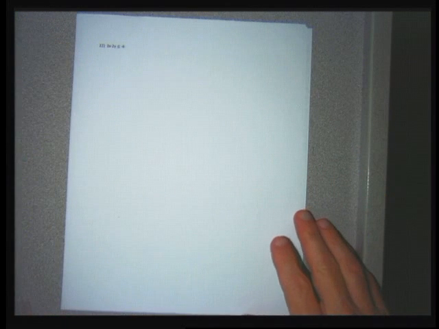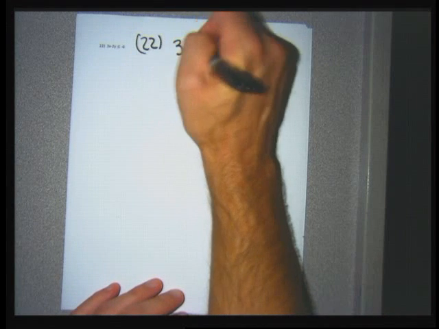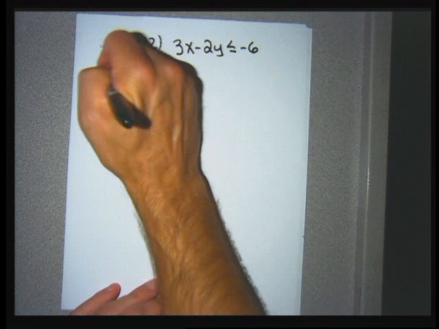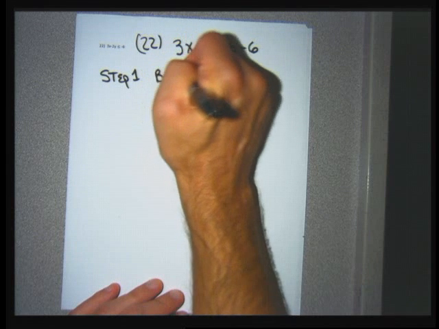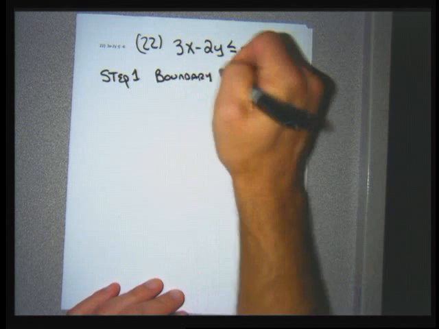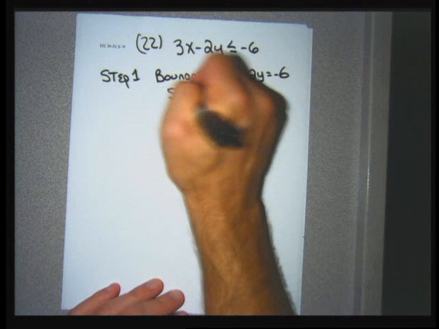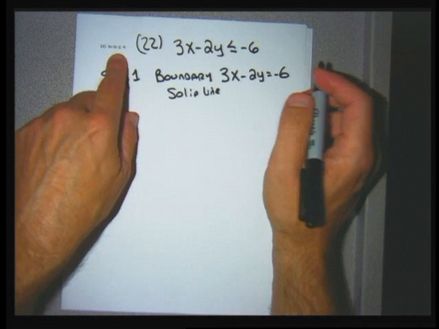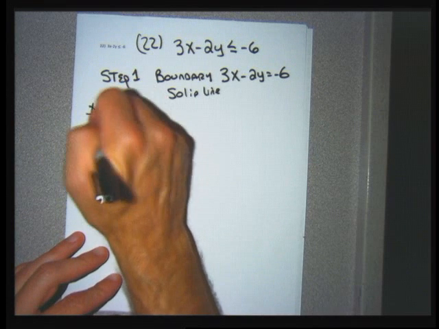22's lots of mess going on here. It has a couple minuses. So 22 wants me to graph the inequality 3x minus 2y is less than or equal to negative 6. Step 1, I'm going to draw the boundary of 3x minus 2y equals negative 6. In this case, my boundary is going to have a solid line as opposed to a dashed line because of the or equal to. So even though this problem looks like it should be a lot harder, it's not really.